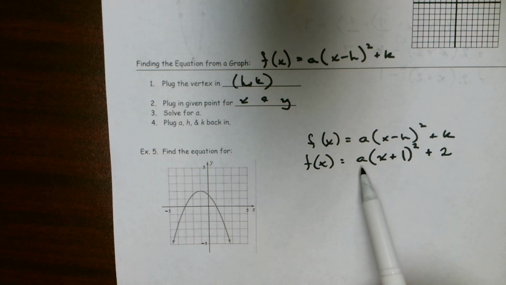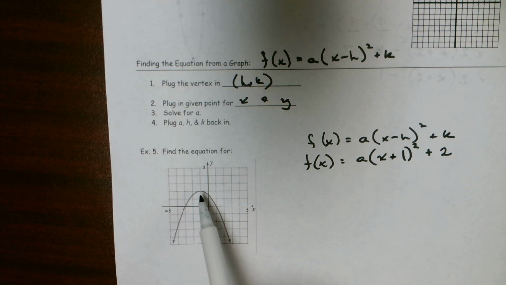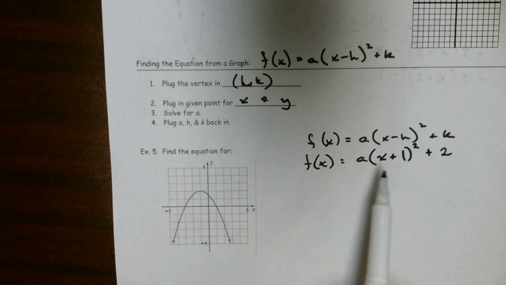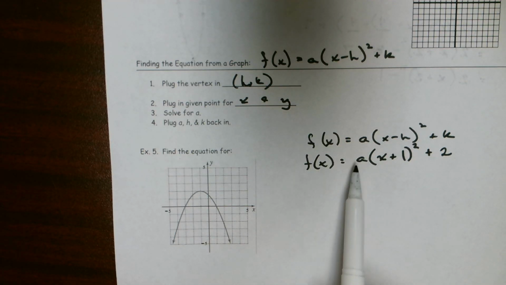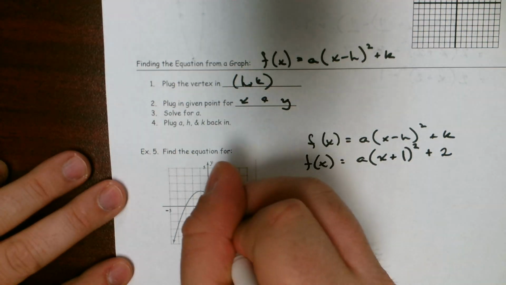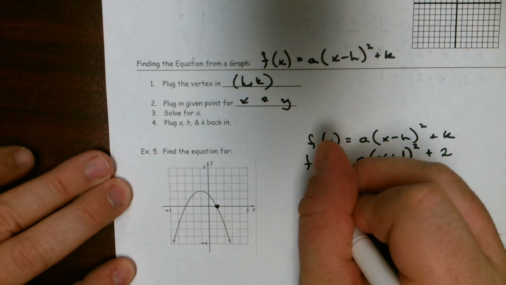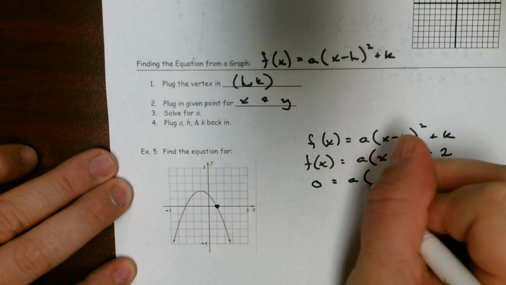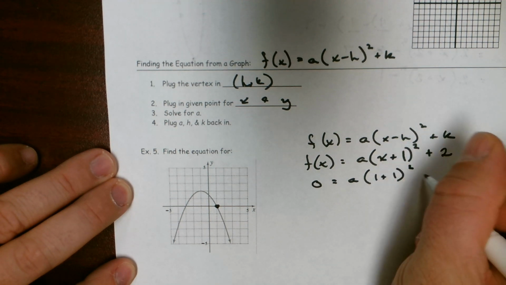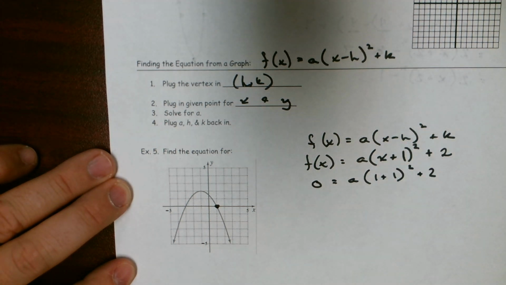Okay, so now for solving for a, we need to find any point that's not the vertex. Just don't use the vertex. Use any other point on the graph, anything easy, and then plug it in for x and y, solve for a. So what I'm going to do is I'm going to choose this point right here, (1, 0). Okay, so that means I'm going to plug in 0 for y, 1 for x, solve for a.